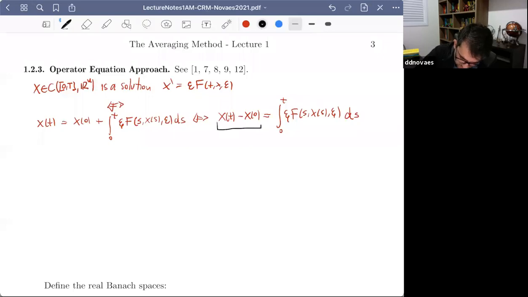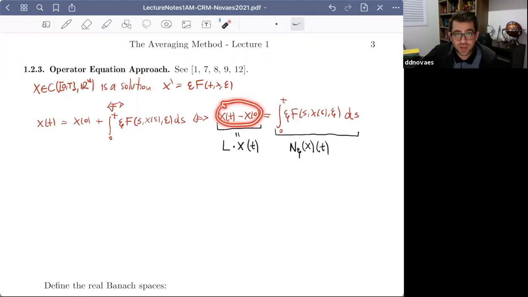Let's call this difference L applied to a continuous function x, evaluated at t. And on the right-hand side of this relationship, we have N epsilon. Let's define this nonlinear operator, N epsilon of x evaluated at t. Okay, so L applied to a function x is another function given by x of t minus x of 0.